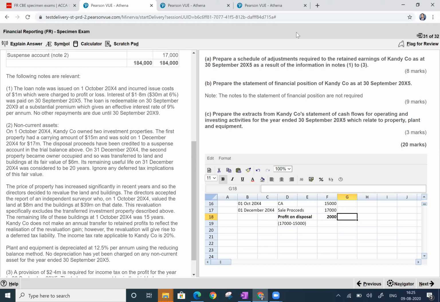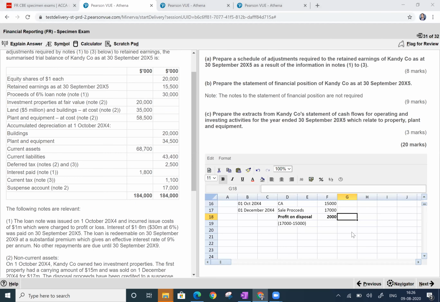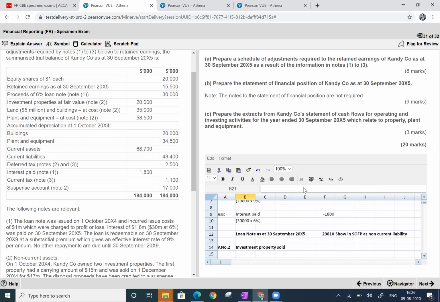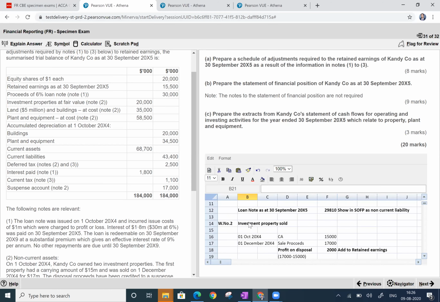Very correct. Add to retained earnings. So what you have to write here is: add to retained earnings. Now there is one more treatment with respect to this. I'll come to that later when we prepare the SOFP. Okay. So now there is another investment property. This is investment property sold. This is property number one.